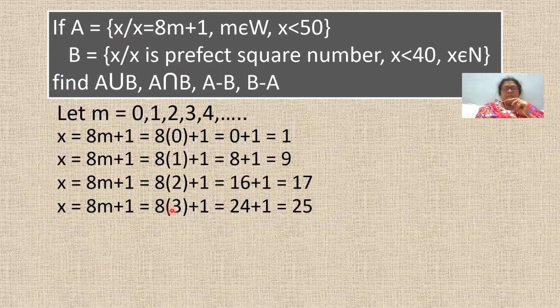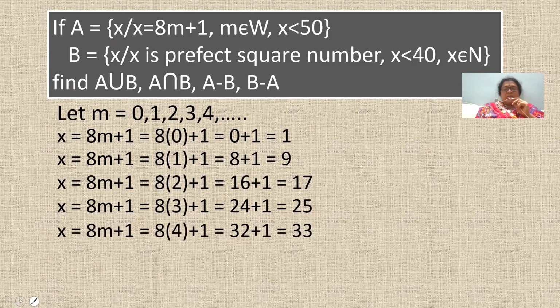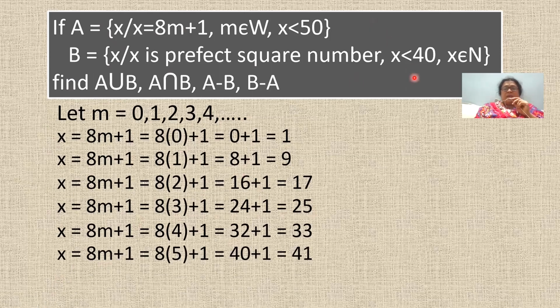Next, 8 threes are 24 plus 1, it is 25. And like this, so on. And x should be less than 50. So x should be less than 50.